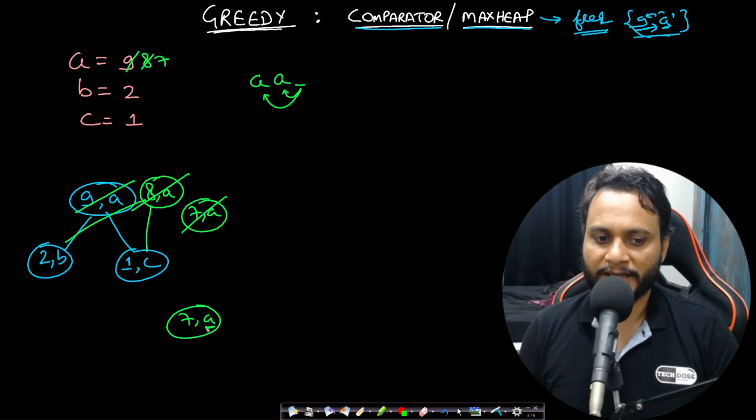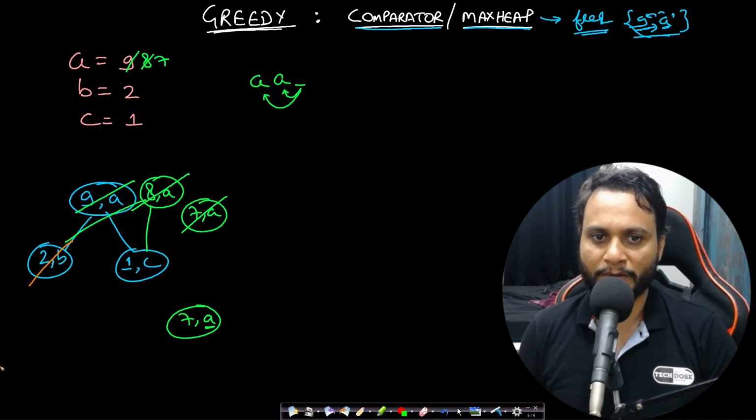So 7 comma A will be picked out. Now we have to check if A is equal to the previous 2 characters. Is it the same as the previous 2? Yes, it is the same. So if I use it again, then the constraint is going to break. So even though A has the highest frequency, I cannot use that. So I will be looking at the second highest frequency now, which will be 2 comma B.